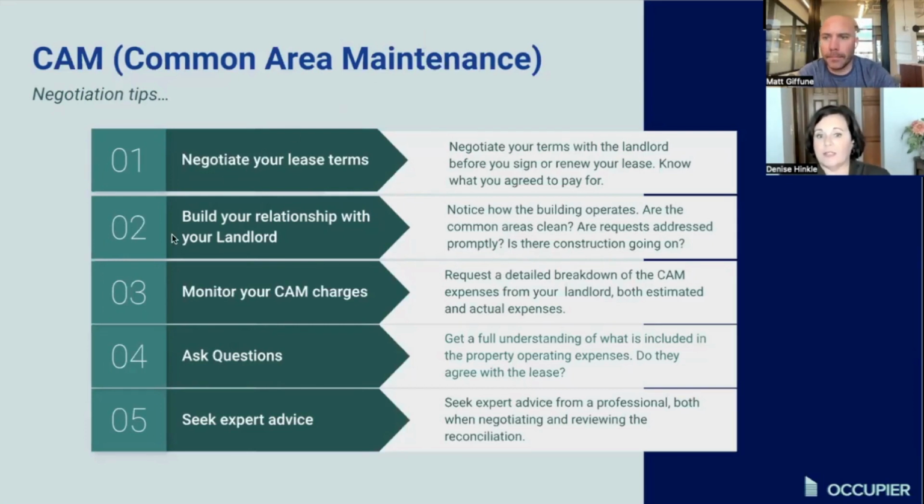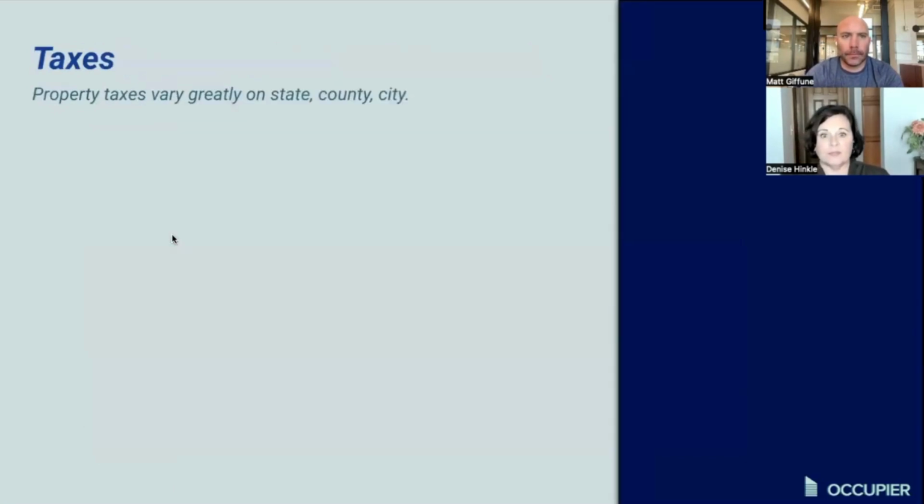Absolutely. And the last two here are ask questions and seek expert advice. Ask questions, talk to the tenant next door, a floor up, a floor down, see what their experience has been with both the expense levels in the building as well as the services of the building. Are they happy? Do they have a beef with the landlord? What is their experience? And file that away as you're negotiating your lease and when you're reviewing expenses as well.